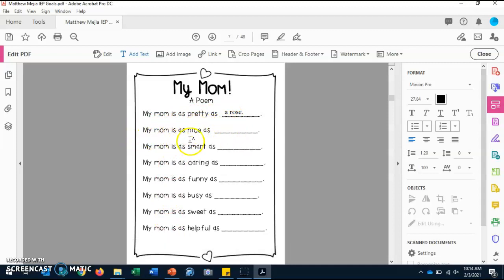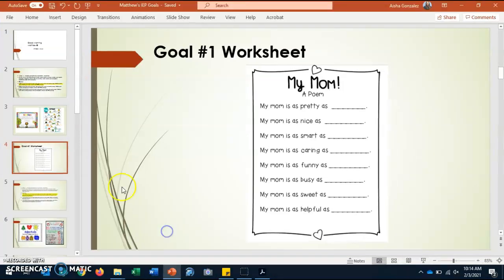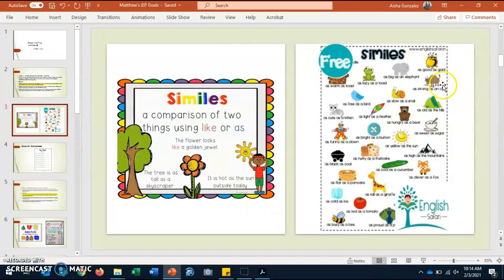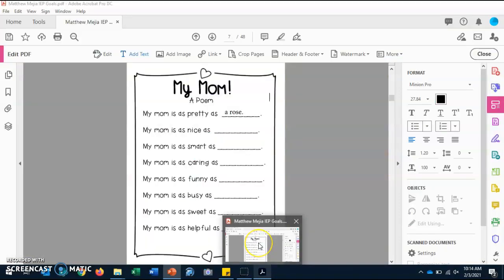So here, my mom is as nice as. What is nice to you? My mom is as smart as. What is smart to you? You can always go back and use some of these here. I don't know if they will all come out, but if they do, you can use them. As cute as a kitten. I'm not sure if cute comes out.